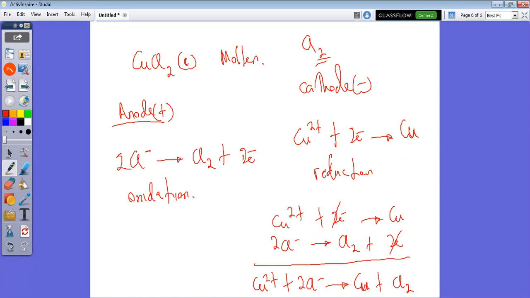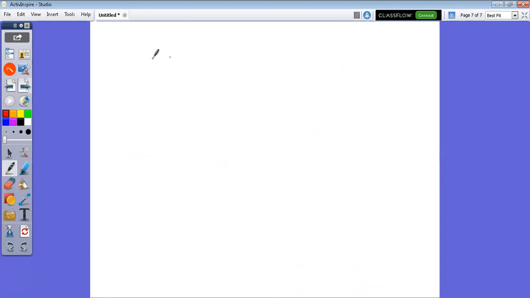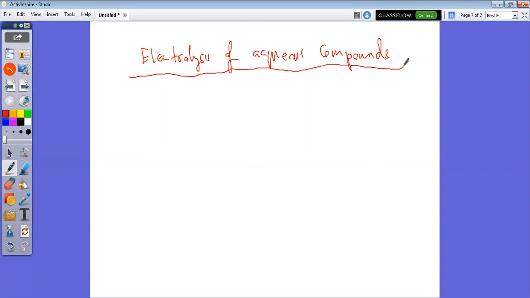Where this topic becomes tricky is what we call electrolysis of aqueous compounds. Maybe let's just do that. We'll just introduce it, then we'll look at it in depth in the next chemistry lesson. Electrolysis of aqueous compounds, that's where it becomes complicated. It's not difficult, but there are certain things that you need to know. Clear now?